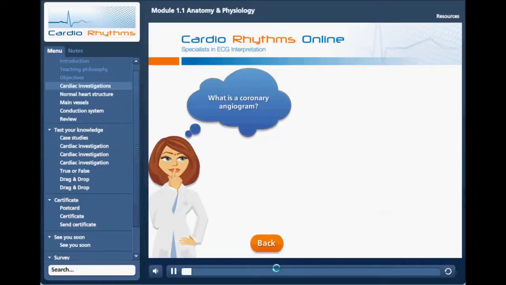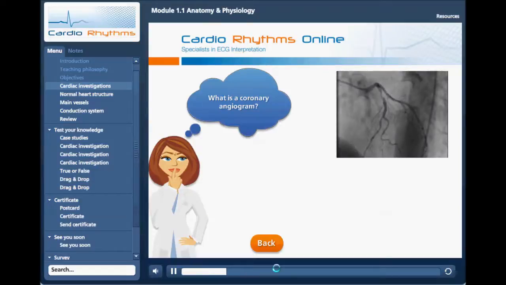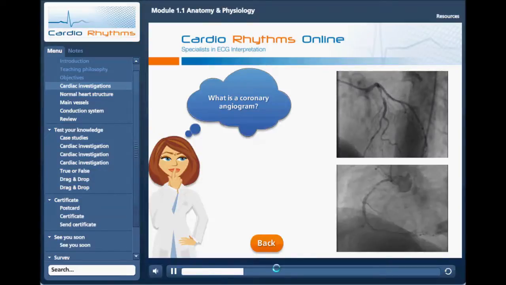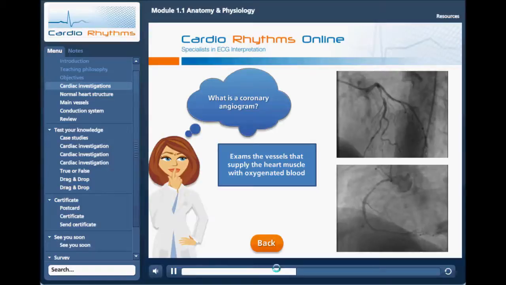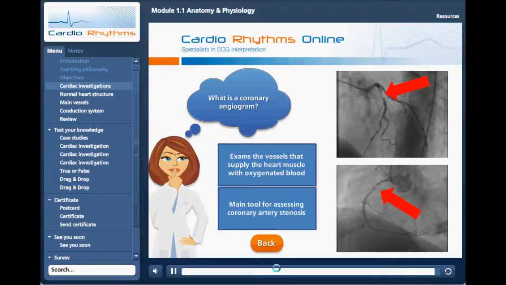A complete examination of the coronary artery system requires an invasive procedure known as an angiogram. The coronary arteries are the vessels which supply the heart muscle with oxygenated blood, and if they become blocked, this can lead to a heart attack. They are not visible on ultrasound. Instead, a cardiac catheter is introduced into the aorta and the patient is x-rayed while a radiocontrast agent or dye is injected into each of the coronary arteries. This investigation is the main diagnostic tool for assessing coronary artery stenosis or occlusion.